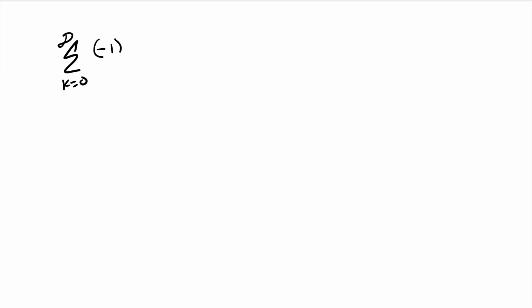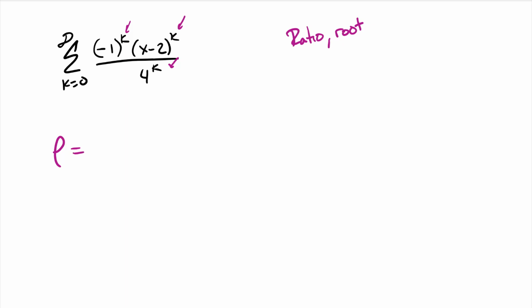All right, so now we have negative 1 to the k times x minus 2 to the k, all over 4 to the k. We want to figure out the interval of convergence and the radius of convergence. We have two choices: ratio or root. Well, they all have a k as the power, so I'm thinking root might be good. To do the root test, we have this little r. The limit as k tends towards infinity of the kth root of what's going on inside.